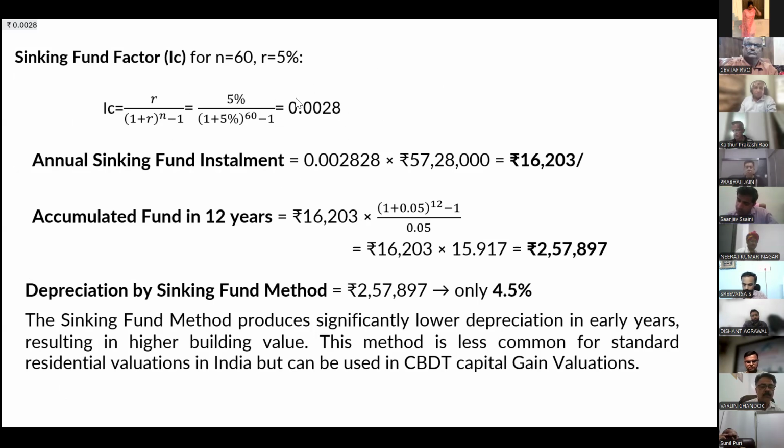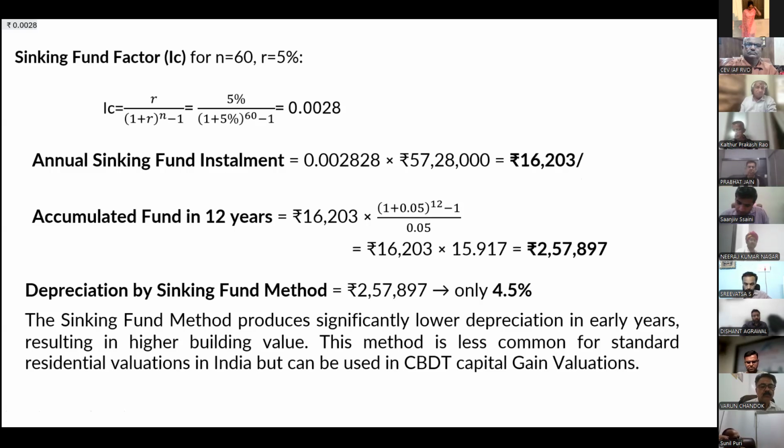For 1 rupee, what does this mean? For 1 rupee, you have to deposit this much amount, 0.002828. And the sinking fund required for 57,28,000 is 16,203. So this much amount is to be deposited every year.